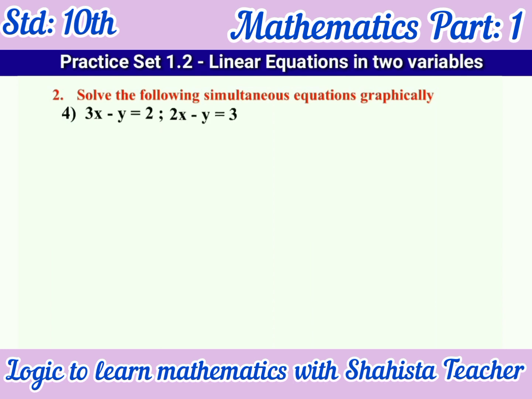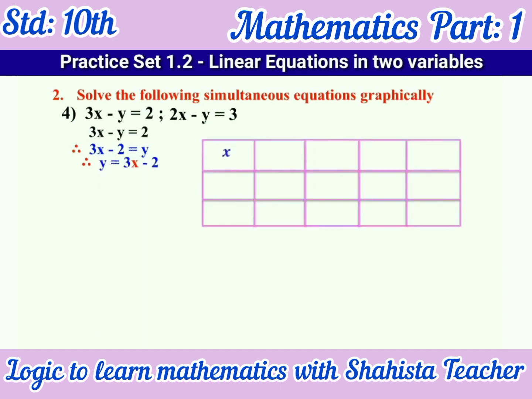2x minus y is equal to 3. Here, 3x minus y is equal to 2. First, we will calculate the value of x and y here. So, 3x minus y is equal to 2, so 3x minus 2 is equal to y. So y is equal to 3x minus 2. We are going to calculate the value of y.